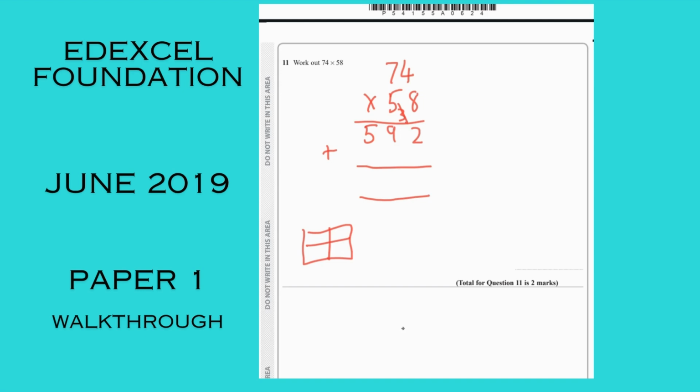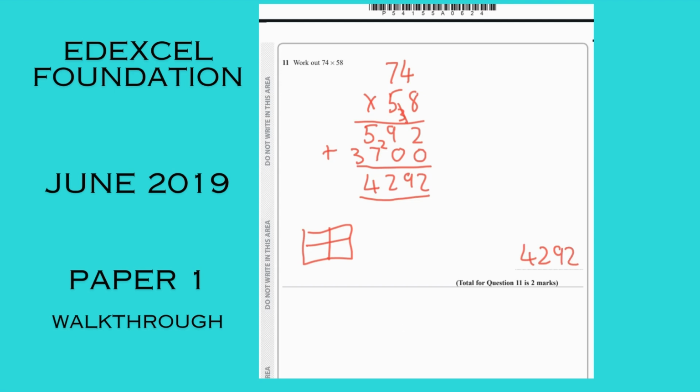We've multiplied by the 8, we now multiply by the 5, but it's not a 5, it's a 50. 5 fours are 20. 7 fives are 35. Add on the 2 to get 37. So total answer 4,292.